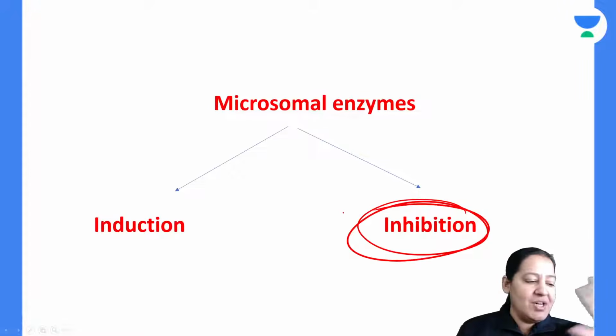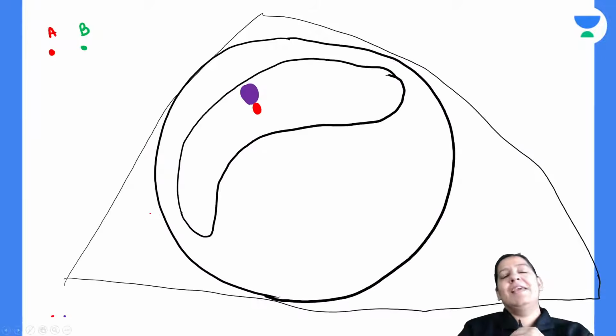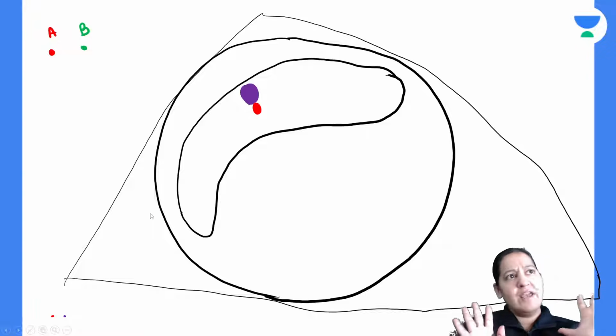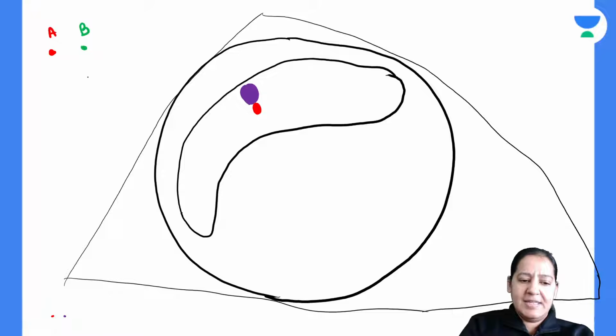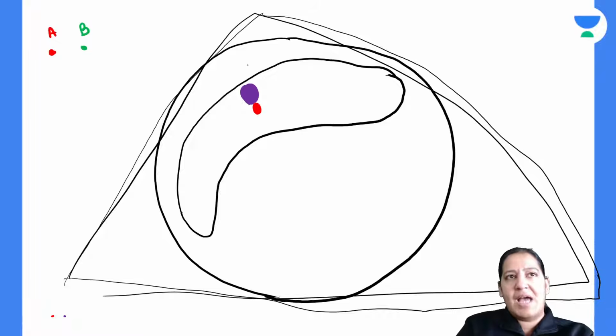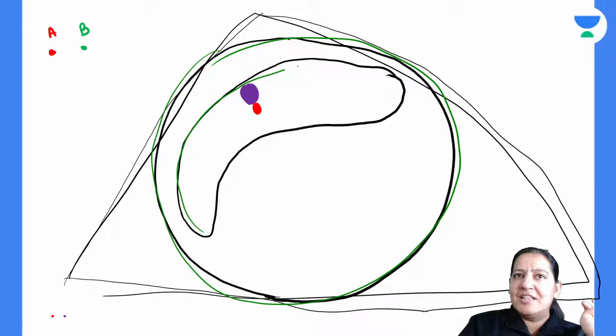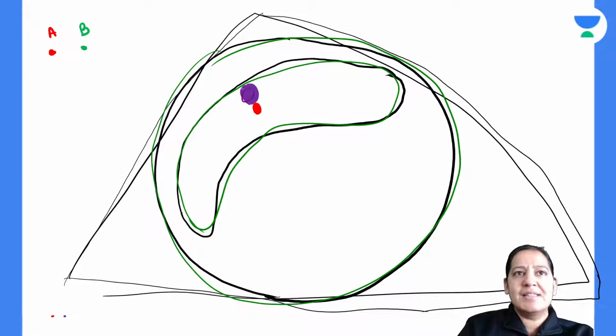The summary of inhibition is over. Let me come to induction. Again, initially we are giving only one drug, drug A. Again, you can see the liver. Inside the liver, appreciate the hepatocyte. There is a cell known as hepatocyte. Inside the hepatocyte, you can appreciate the endoplasmic reticulum. And inside that, the purple is the enzyme, which is a microsomal enzyme. You all can see it is a microsomal enzyme.